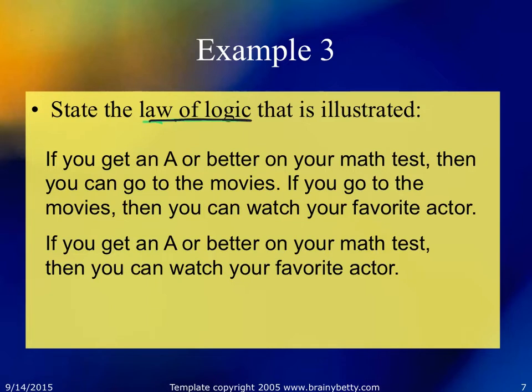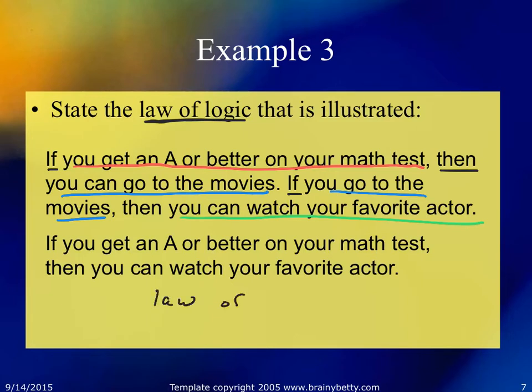Now watch what I do here. I'm going to use that same strategy I've always used. If you get an A or better on your math test, then you can go to the movies. If you go to the movies, notice, why did I use blue twice again? Because it's cute. Same exact statement. I'm not putting the P's and Q's on there now because I don't think we need them every single time, but then you can watch your favorite actor. So they have made a new statement that says, if you get an A or better on your math test, then you can watch your favorite actor. Which one of those two laws does that match? Syllogism.